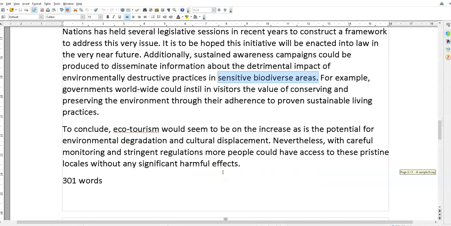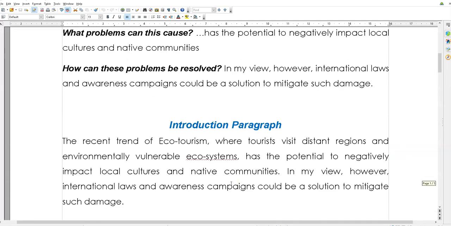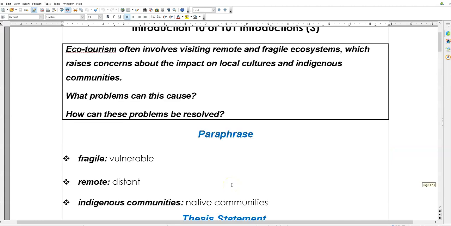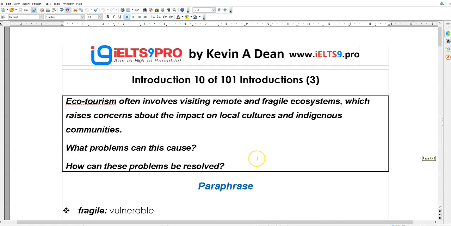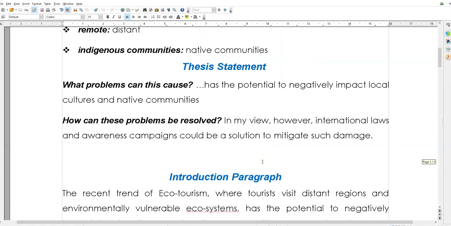So there's quite a lot of, here, environmental degradation and cultural displacement, pristine locales. So there's a good opportunity for this one because of the topic to get some good vocabulary in. Anyway, you'll see as we continue.